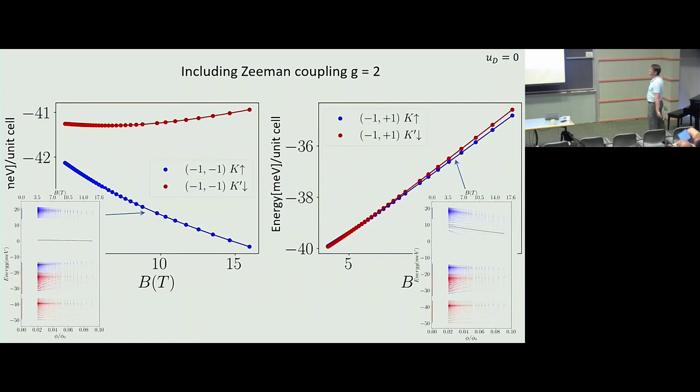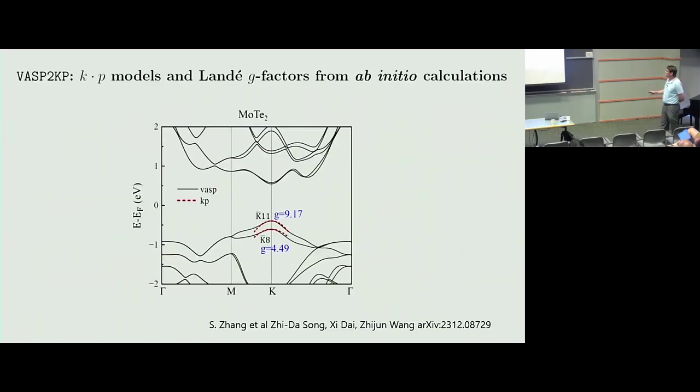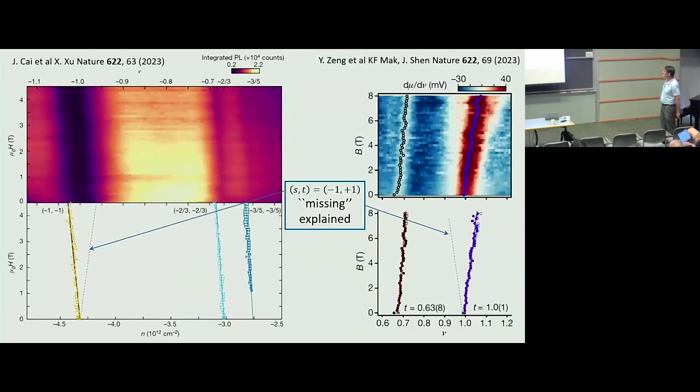-1 +1 is not seen in the experiment. However, when we include the Zeeman coupling and treat it as an adjustable parameter, we find a near degeneracy between these states. And if we use the value that is extracted from ab initio, namely the orbital G factor, the full lambda G factor of 9, so this includes spin, then in fact we do find that a small gap state is stabilized along -1 +1. So we can actually explain the missing state.